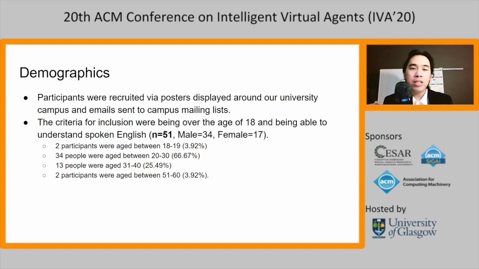So we recruited the participants using poster displays around the university campus, and we also sent emails to different campus mailing lists. The two criteria for recruiting participants were being over the age of 18 and being able to understand spoken English. We managed to recruit 51 people, 34 males and 17 females. The majority of the people were aged between 20 and 30, but we also had people covering other age groups.